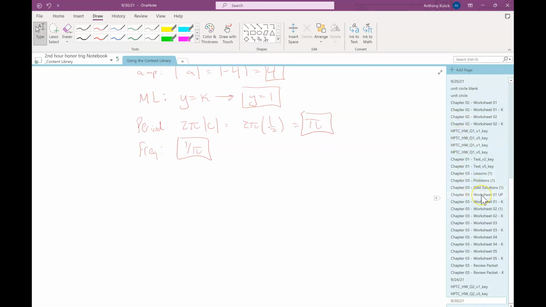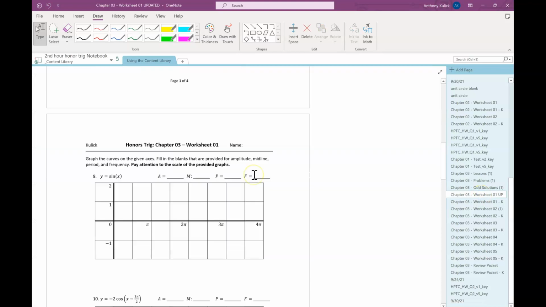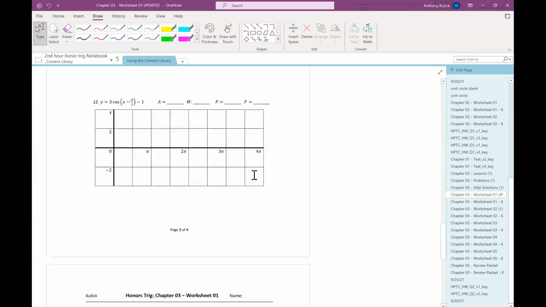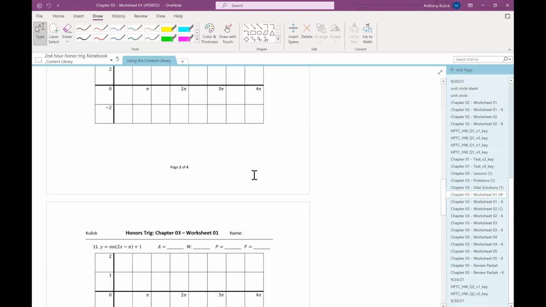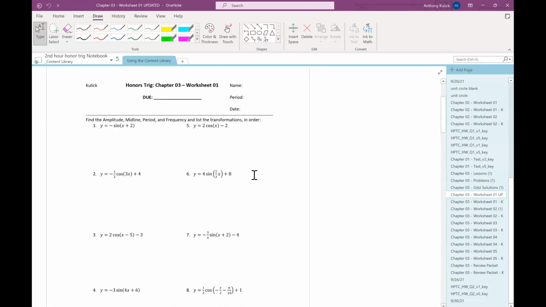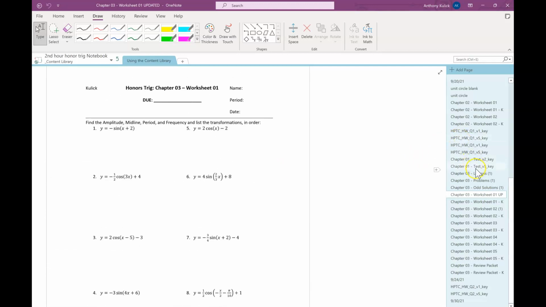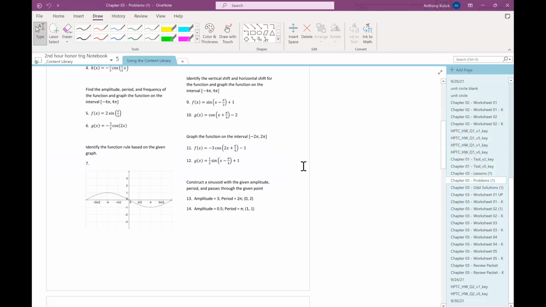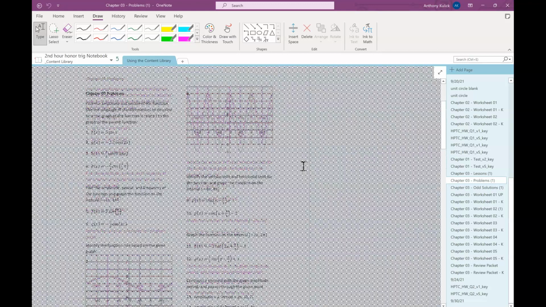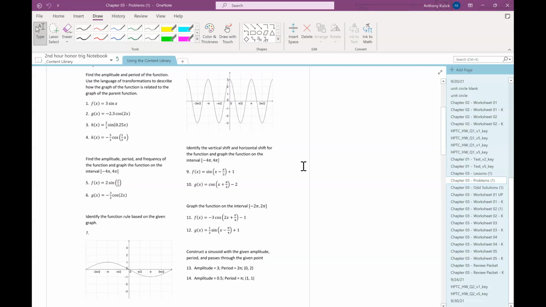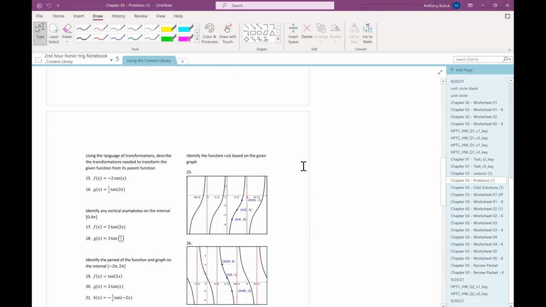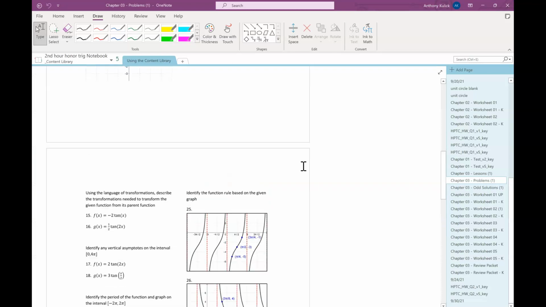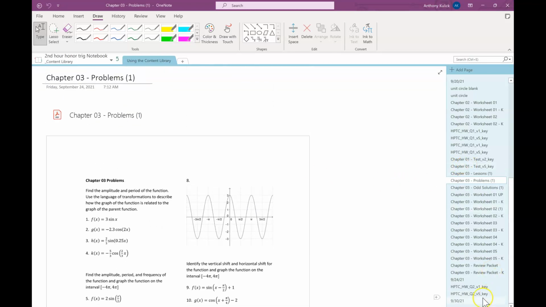Okay. Hold on one second. I want to before. Okay. So that's in the worksheet. Okay. And then the problem set. Okay, that's fine.